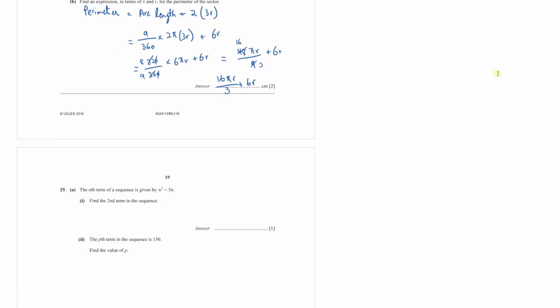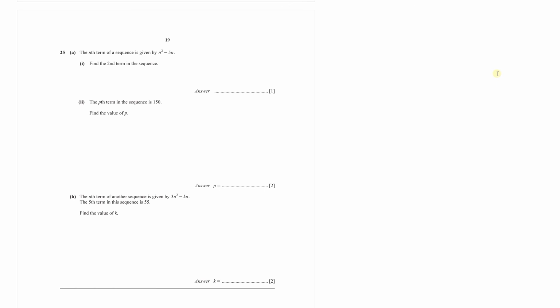Let's move on to question 25. The nth term of a sequence is given by n squared minus 5n. Find the second term in the sequence. So the second term, t2, let's say, is equal to 2 squared minus 5 times 2. What you did is basically replace n with 2 since we are looking for the second term. So this would be equal to 4 minus 10, which is -6. So your answer is -6 here.